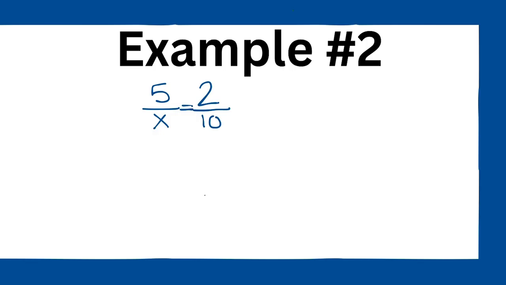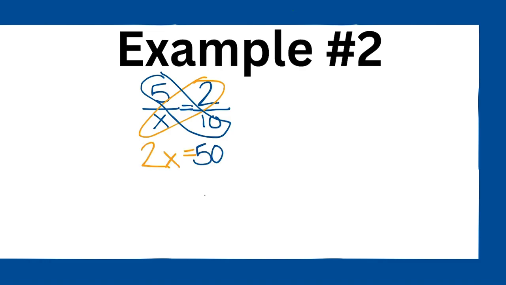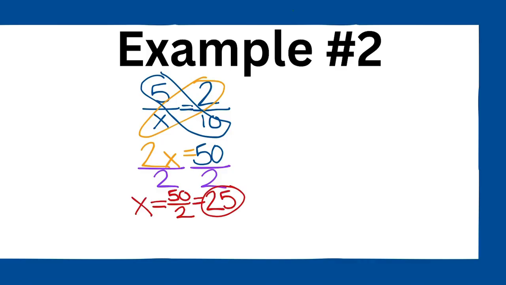Now let's look at example number 2. I have 5 over x equals 2 over 10. I'm going to do some cross multiplication. I'm going to make my butterfly wings, and that's 5 times 10 and x times 2. So I'm going to write that as 2x equals 50. I'm going to want to isolate that x, and to do that I'm going to do 2x divided by 2 and 50 divided by 2. When I do 50 divided by 2, I get 25, and that means x equals 25. That's what I solved for.